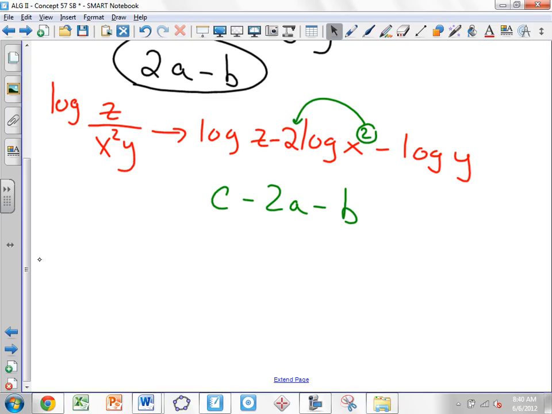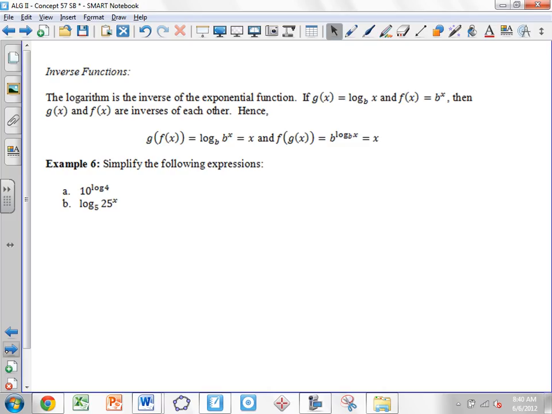Last one. So, there's a little blurb about inverse functions. And this is what I actually talked about a little while ago when I said that these operations are similar because they're inverse functions. Okay? So, the log and the exponential function are inverses. That's what it starts to say. So then it says simplify the following expressions.